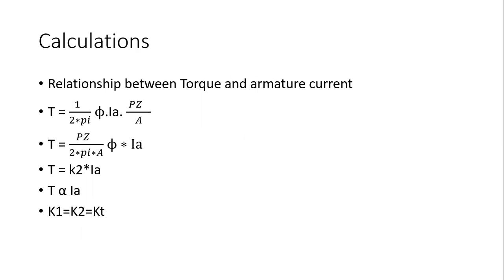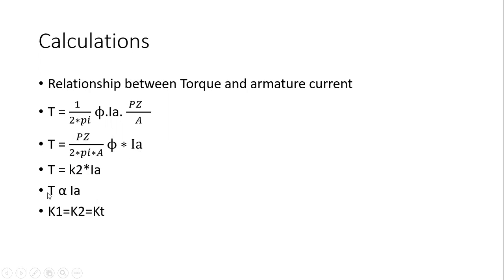Now, let us see what is the relationship that exists between the torque as well as the armature current. Basically we know that this is the expression of torque: 1 by 2 pi into phi into IA into Pz divided by A. Again, flux is going to be a constant parameter. The number of poles, the number of conductors and the number of parallel paths are going to be constant. The only variation that we have here will be in terms of the armature current IA. Therefore, I will express this value of torque as this particular constant value into IA.